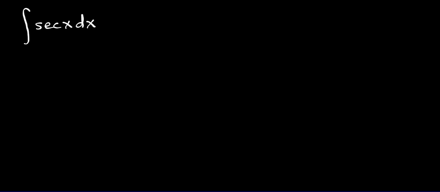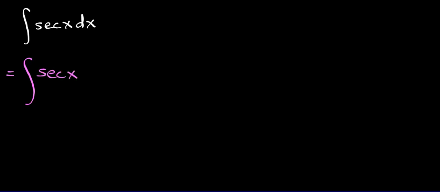So we're going to look at how to find the antiderivative of secant. And there's a trick to it. What you want to do is multiply the top and the bottom by secant x plus tan x. This is how you get to what the antiderivative is. So this is the trick.